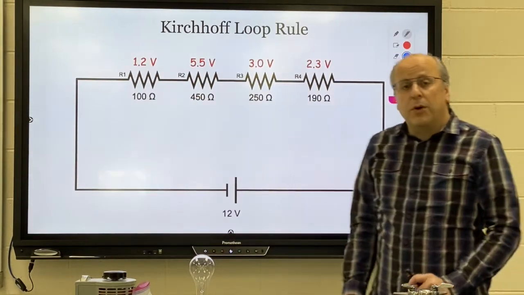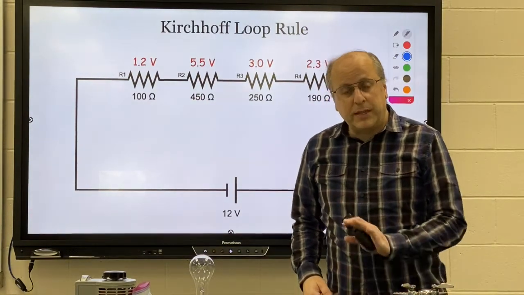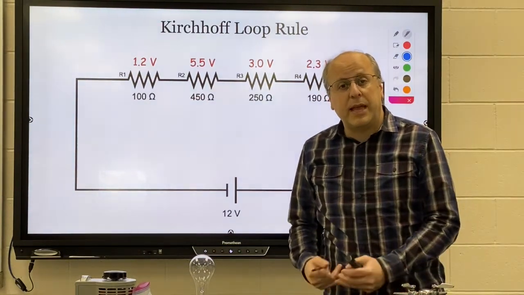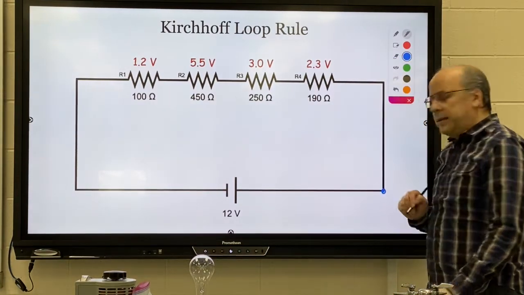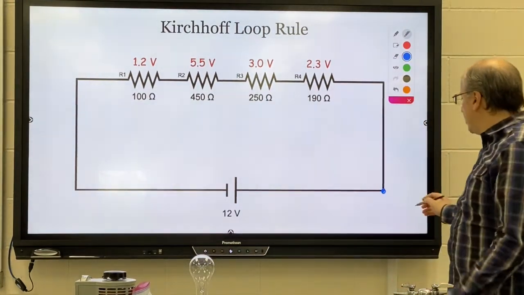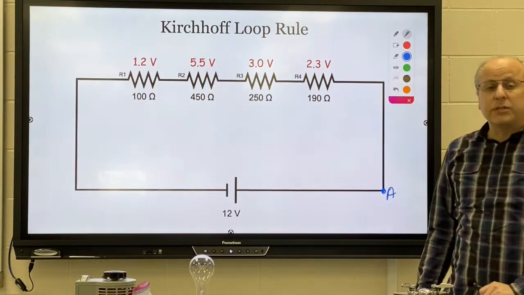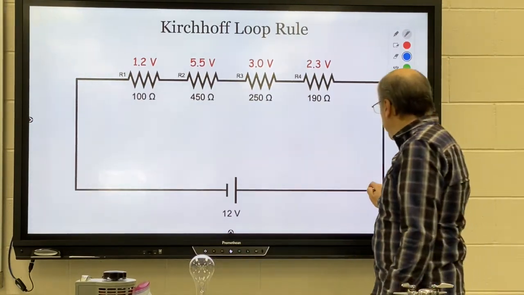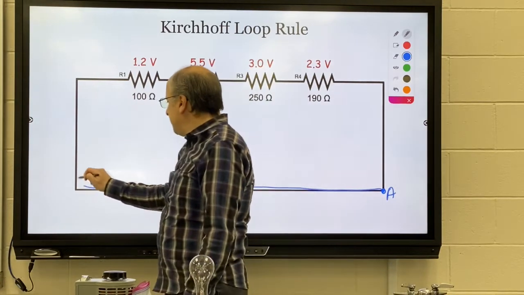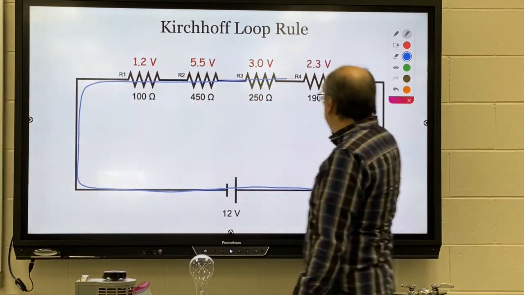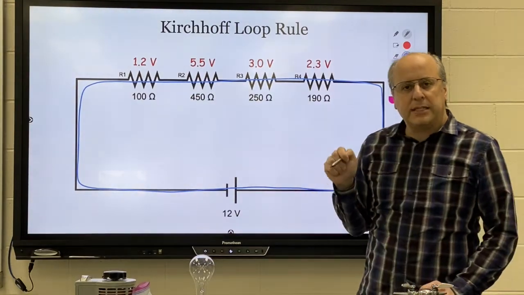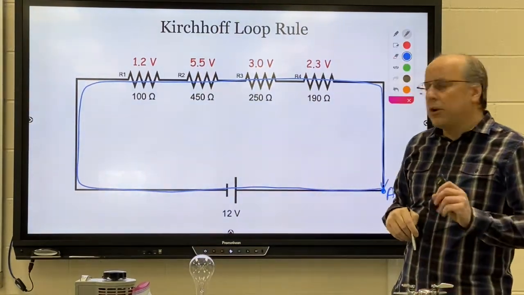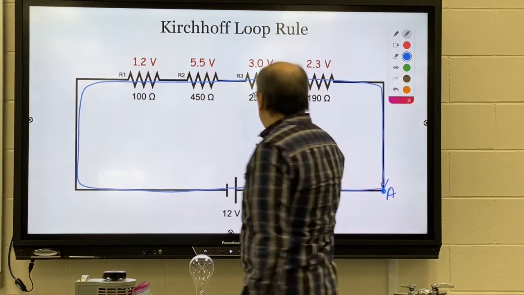Okay, the second rule is known as the loop rule. So I want to take a moment and make sure you understand again what I mean by a loop. You can start anywhere you want in your circuit. I'm going to just start here because it's the spot that's closest to me. A loop means I go through my circuit and I make a complete loop, meaning I return to the exact same place I started.